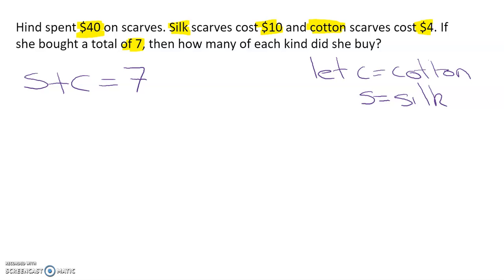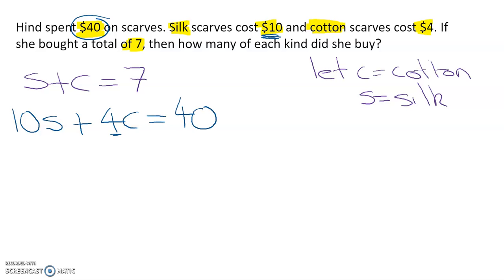Then I can write another equation relating the cost. So if I have 2 silk scarves at $10 each, that would be 20. So that's a multiplication. So I'm going to say 10 times no matter how many silk scarves I have, plus 4 times no matter how many cotton scarves I have, is going to total $40. Because they're $4 each and they're $10 each. So now I have my 2 equations. I'm going to identify those equations.